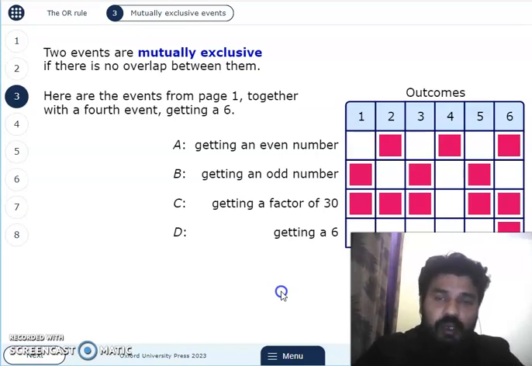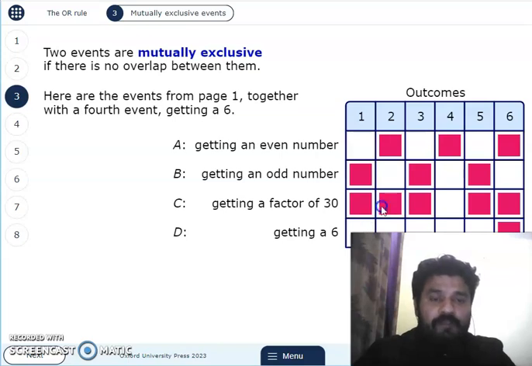Two events are mutually exclusive if there is no overlap between them. So here are the events from page 1 together with a fourth event, getting a 6. Getting an even number: 2, 4 and 6. Getting an odd number: 1, 3 and 5. And getting a factor of 30: 1, 2, 3, 5 and 6. Getting a 6, that is 6 only.